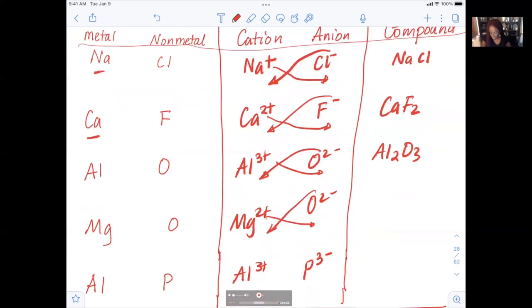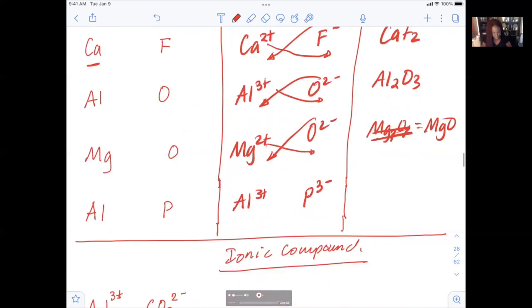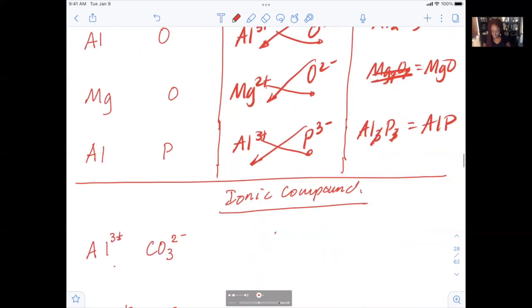Okay. This goes down here. This goes down here. So you don't write Mg2O2. This drops off and we end up with MgO. So that's the answer, not that. And then here, once again, this goes down here. So instead of writing Al3P3, these drop off and we end up with AlP, like the Alps. I'm not a skier or anything, but I'm thinking the Alps.